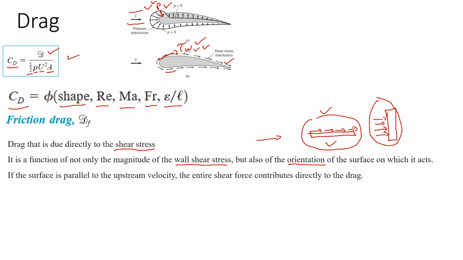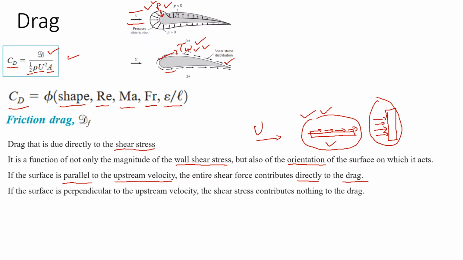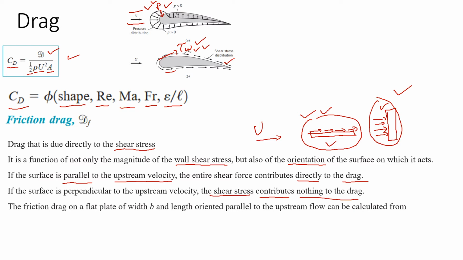So, as we said, if the surface is parallel to the upstream velocity, the entire shear force contributes directly to the drag. As we already discussed, in this case the free stream velocity is parallel to the surface, so the entire shear force contributes directly to the drag. And if the surface is perpendicular to the upstream velocity, just like in this case, the shear stress contributes nothing to the drag, but the whole drag is caused by the pressure forces.